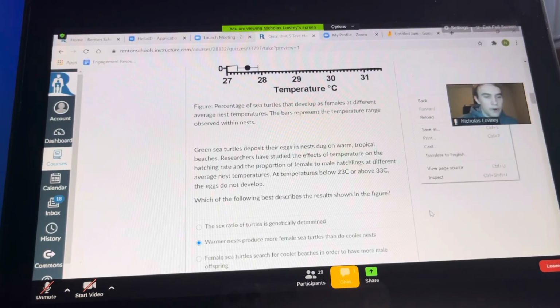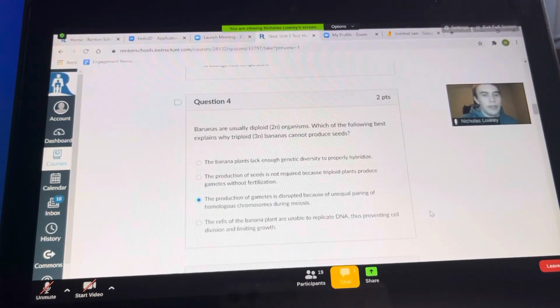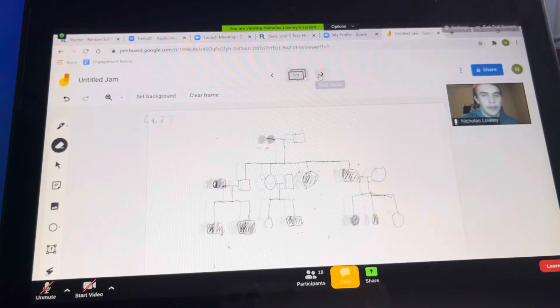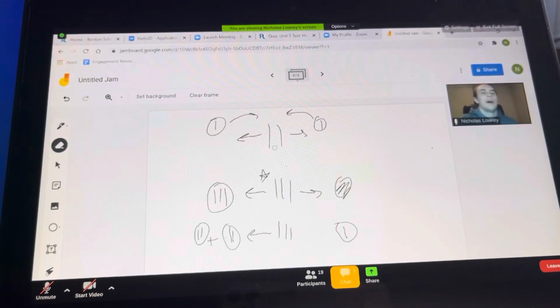So question 4, which I have gotten a couple times, says, bananas are usually diploid organisms. Which of the following best explains why triploid bananas, so 3N, cannot produce seeds? The best way to think about this is with a picture, I think. Normally we have these diploid organisms. They're going to have the 2 chromosomes, our 2 homologous chromosomes, chromatids, all that type of stuff. And these are going to be separated into gametes. And then those gametes are going to come together in fertilization to, again, make that 2N, that diploid individual.